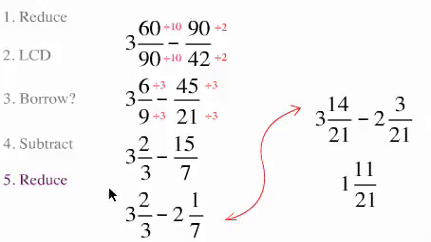And then we want to ask ourselves, do we need to reduce again? So we start with reducing and we end with reducing. What goes into 11 that also goes into 21? Nothing, because 11 is a prime number and 11 does not go into 21, so there we go. And that's our final answer.